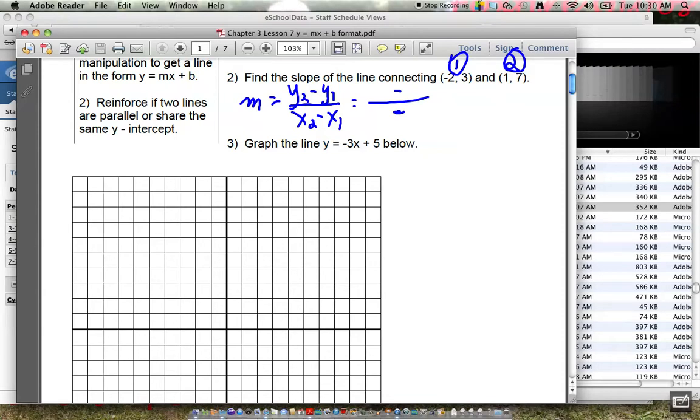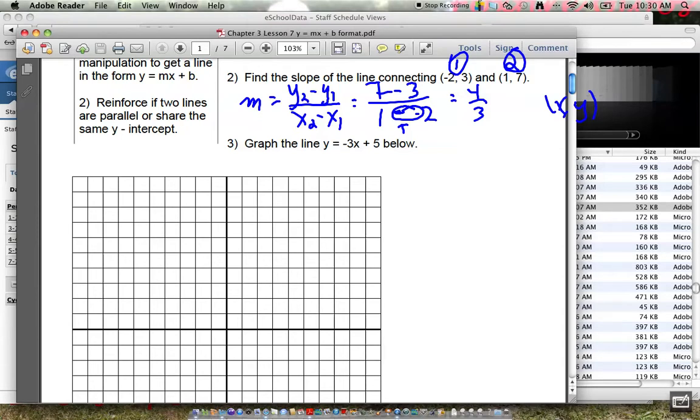What's the y from the second point? Everybody? Look! What is it? The y from the second point. 7. Remember, any point is x, y. So it's 7 minus the y from the first point, which is what? 3. Now, what's the x from the second point? 1. What's the x from the first point? Negative 2. 7 minus 3 is 4. 1 plus 2 is 3. 4 over 3.